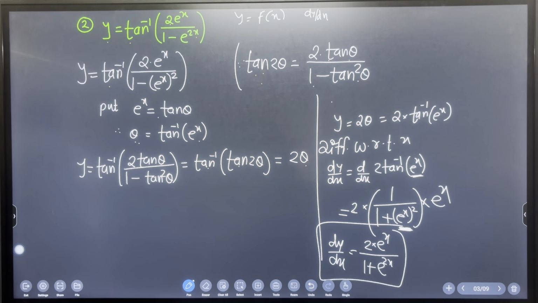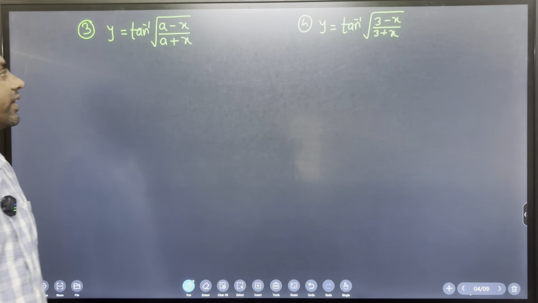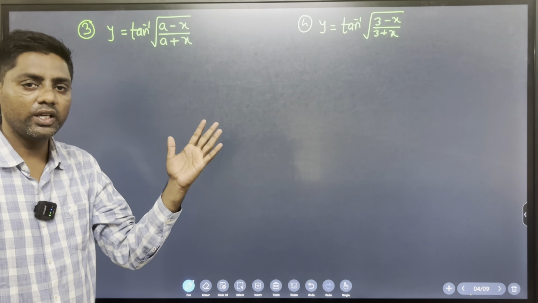So this is a very simple question by substitution. Just observe, write it completely, remember the formulas, and you can solve it correctly. Okay, we go for the next. And the next question is again similar, now it's very easy.